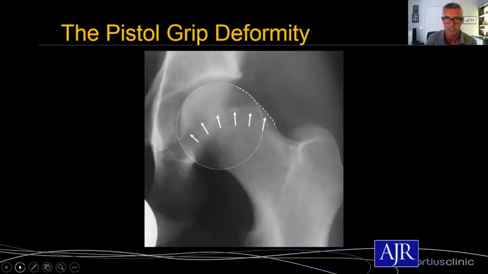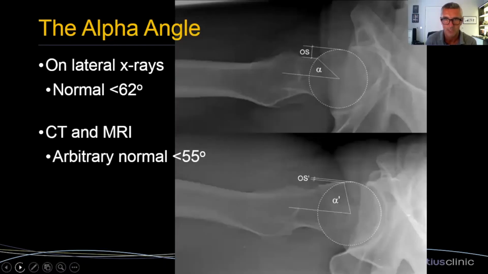So the first type is the classic pistol grip deformity on X-ray. I'm going to talk about the alpha angle in just a second, but essentially you're looking for loss of the normal sphericity, which is a funny word, but it basically means it's not as round as it should be. The alpha angle is a little bit controversial. They're sort of arbitrary. Considered normal is 62 on X-ray, 55 on CT or MRI.